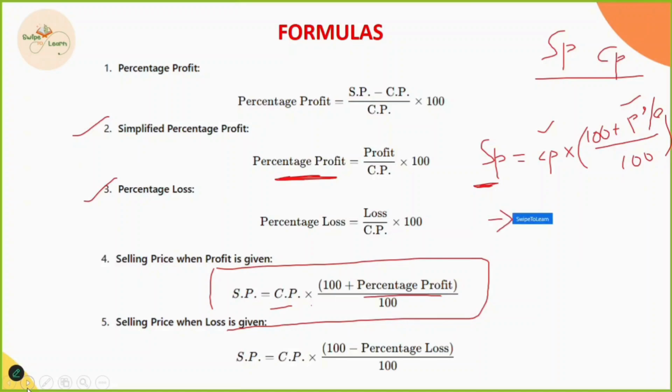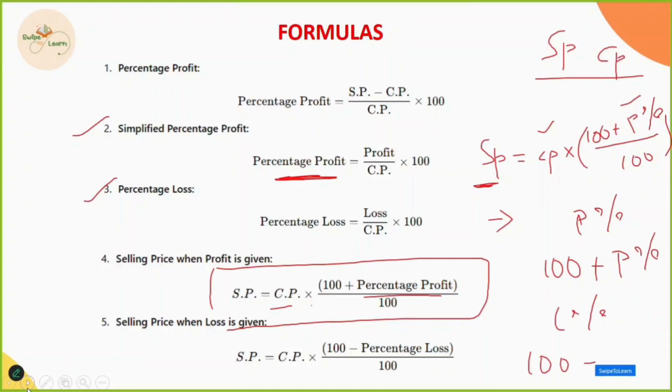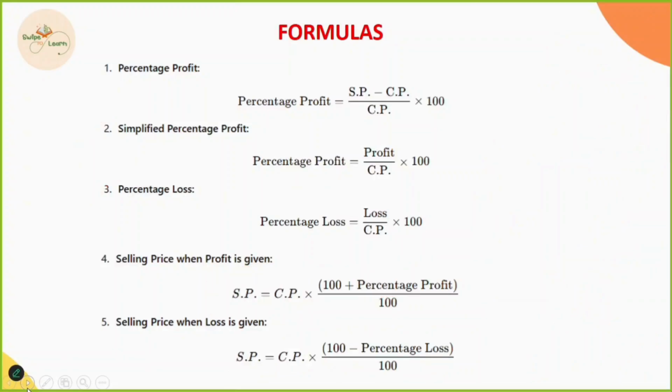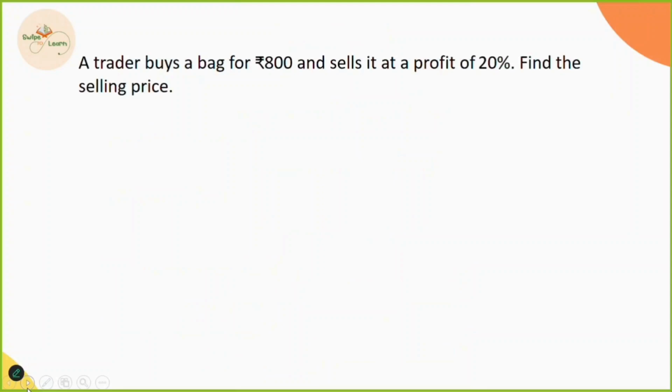If any profit percentage is given, add it to 100: 100 plus profit percentage. If any loss percentage is given, then subtract it from 100: 100 minus loss percentage, and multiply with CP, which gives the selling price. So in questions wherever the profit percentage or loss percentage is given along with the CP, we'll calculate using this formula. Let's start with easy problems first. Once we understand them, we'll move into more complex ones step by step.